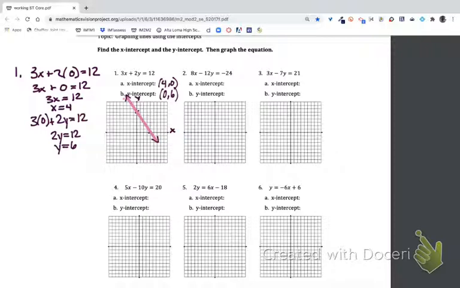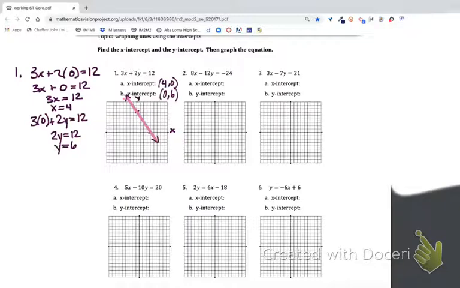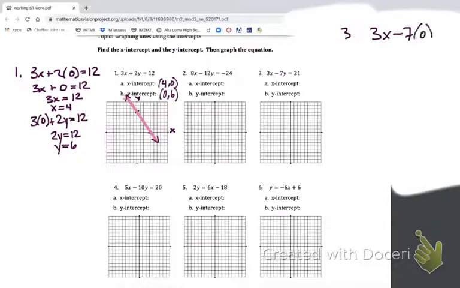For number 3, same process, just different numbers. So I'll give myself some space on the side. It would be helpful for you to have space on the side as well, just to give yourself a spot to write things out. So for the x-intercept, we have 3x minus 7 times 0 equals 21. So minus negative 7 times 0 is 0. So 3x equals 21. X is equal to 7. So I know that my x-intercept is at 7, 0.